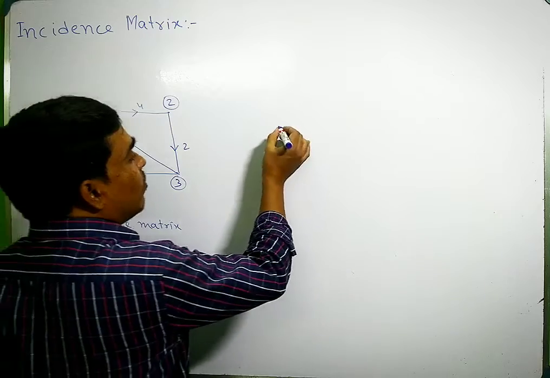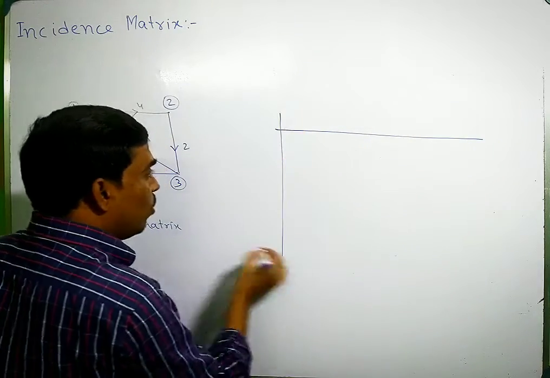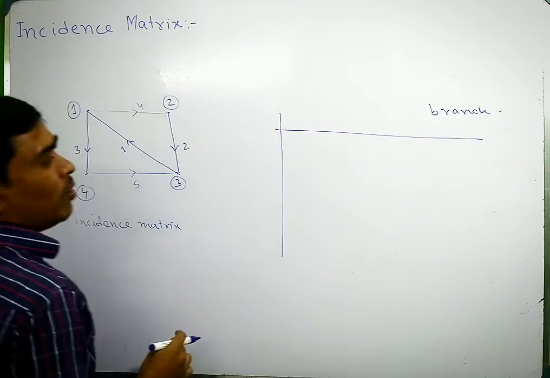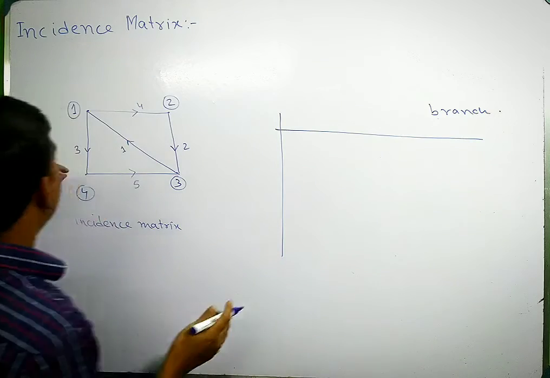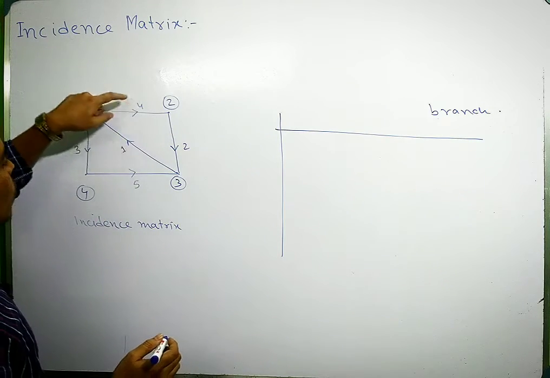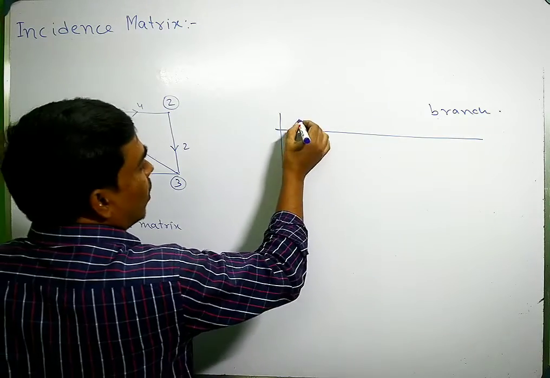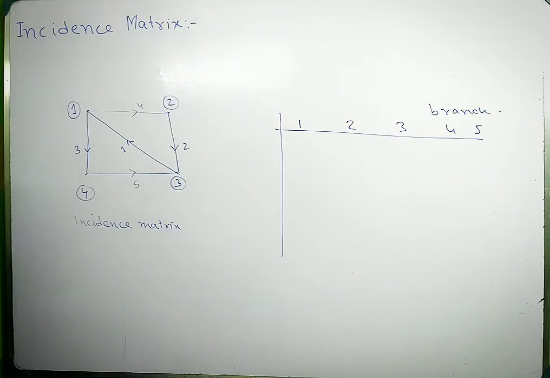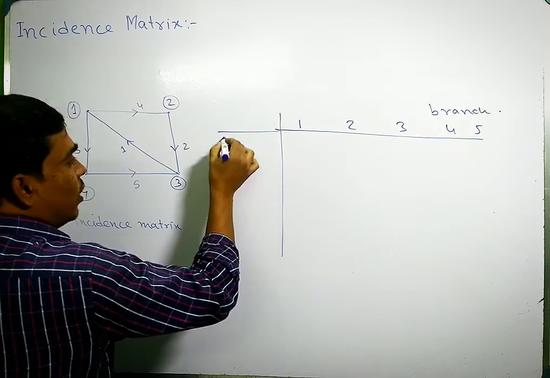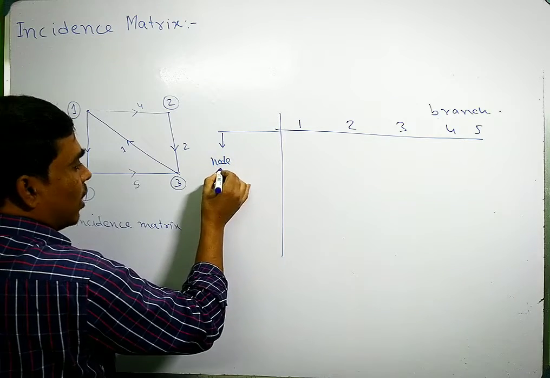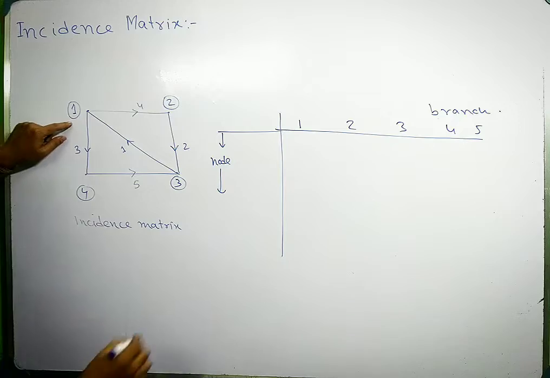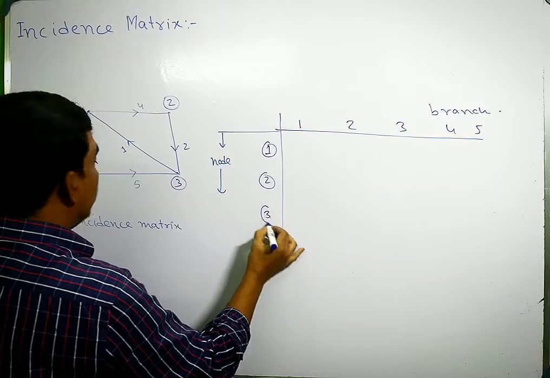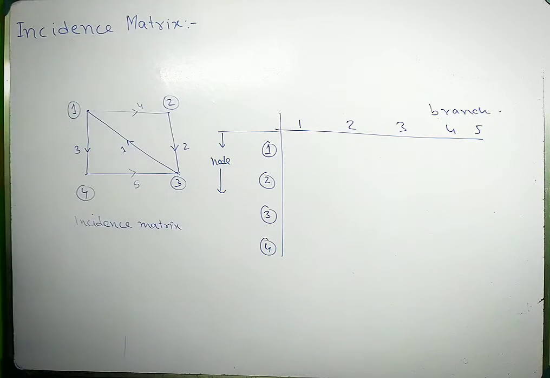So how to calculate the incidence matrix? This is the rule. The columns of this incidence matrix will be the branches: 1, 2, 3, 4, 5. So the total number of branches is 5. Now you have to write the nodes along the rows. The number of nodes is 4: node 1, node 2, node 3, node 4.